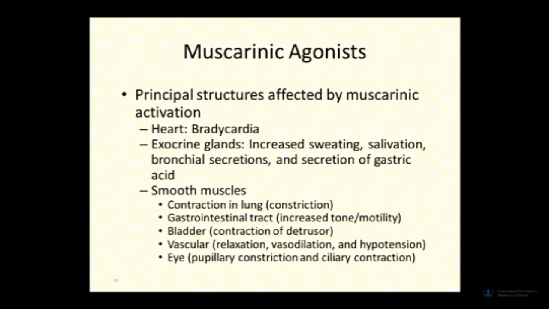So why do we use muscarinic agonists? What are some of their characteristics? Generally speaking, they tend to affect things like the heart, and they will tend to reduce heart rate. Right? Another term for muscarinic agonists that you'll see is parasympathomimetics, right? Meaning they mimic the effects of the parasympathetic system. So they will cause a reduction in heart rate, or bradycardia. At exocrine glands, they increase secretion. Okay? So increased sweating, increased salivation, increased bronchiolar secretion, okay? Increased gastric acid secretion.